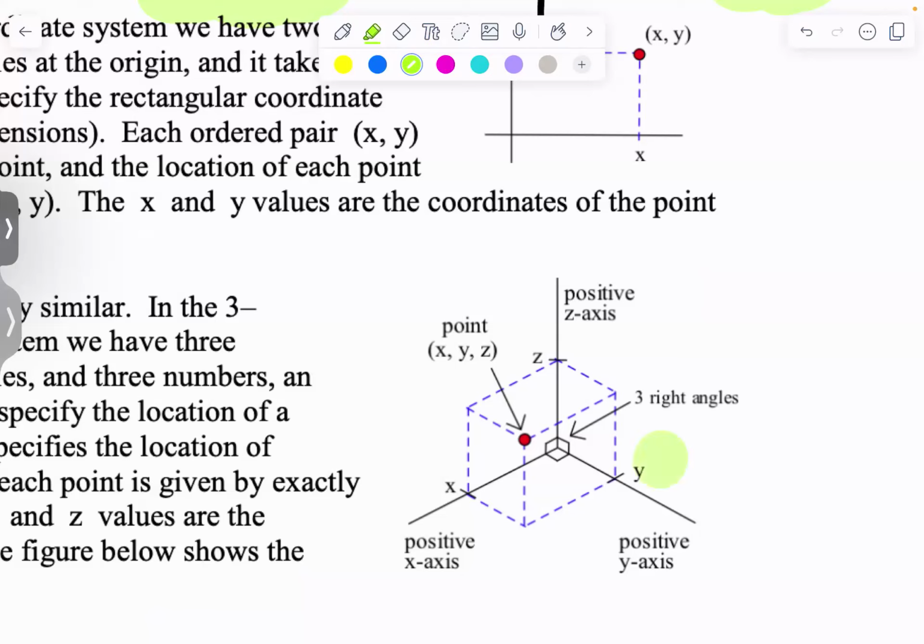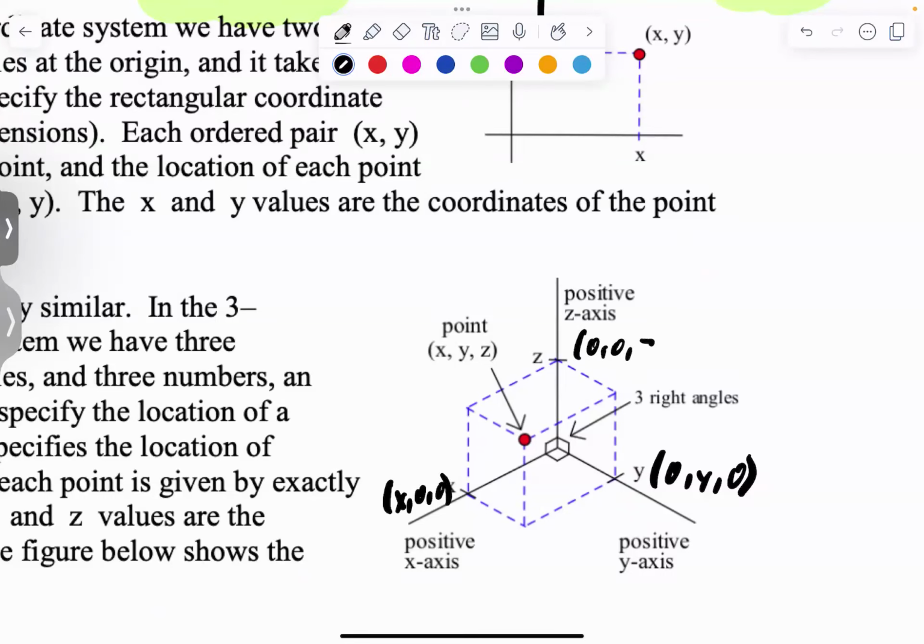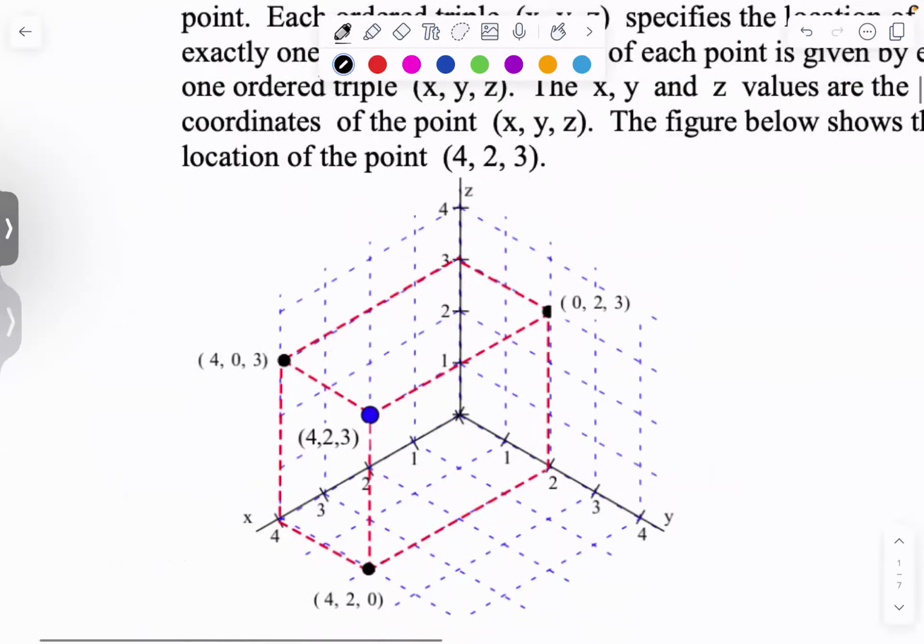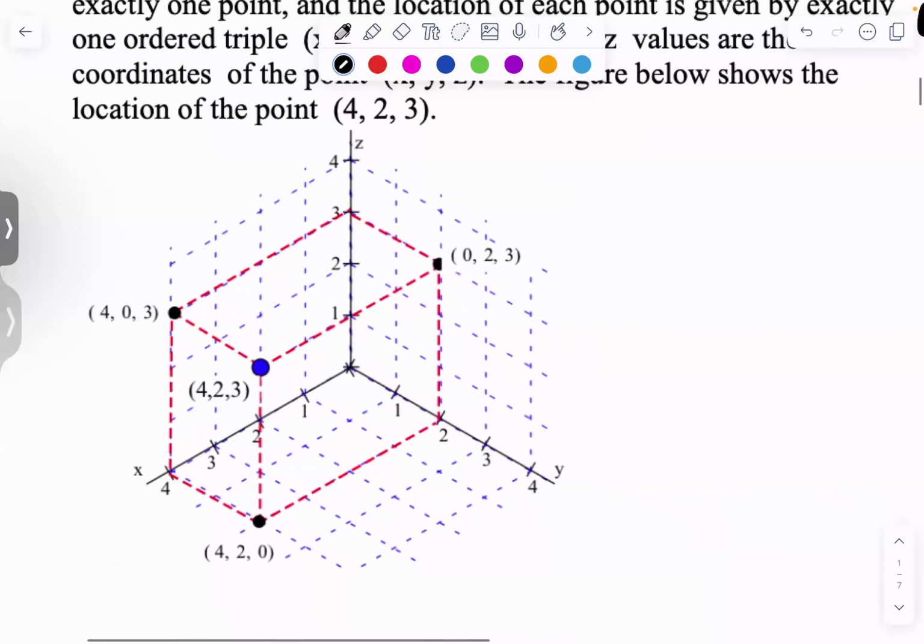Here on the y-axis, both x and z are 0. And on the x-axis, both y and z are 0. And on the z-axis, both x and y are 0. And that brings us to our nice picture here. So we have the point 4, 2, 3, meaning x equals 4, y equals 2, z equals 3.